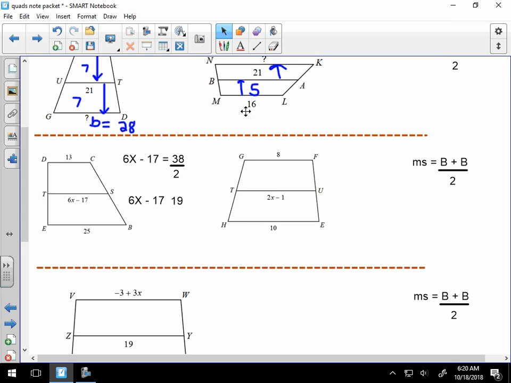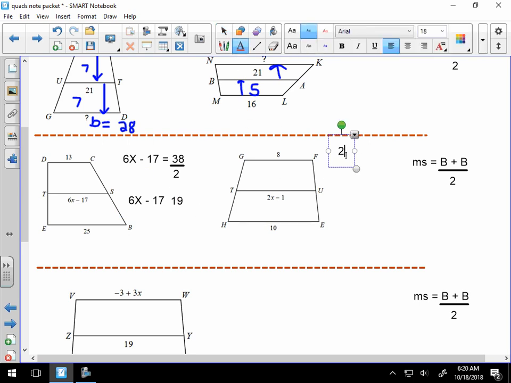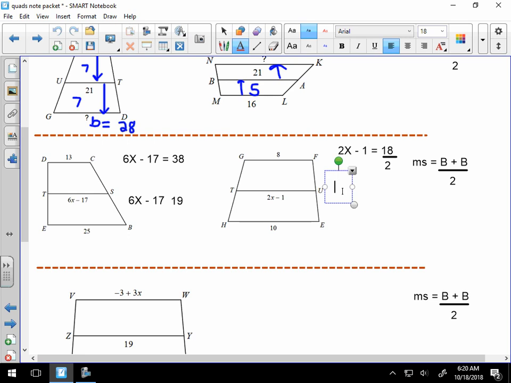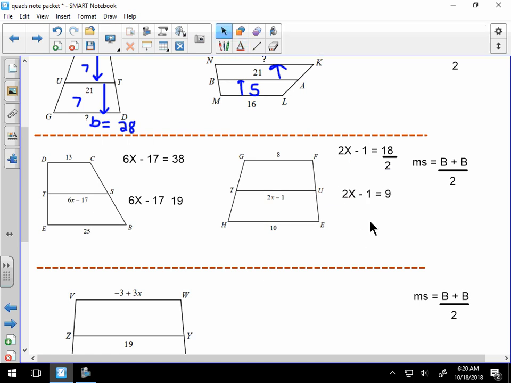Alright, here, same thing. I'm going to take that 2x minus 1 equals the sum of the two bases, and that's 10 and 8, so hopefully that's pretty easy. And then I put it over 2. I'm just going to grab this one and this one. So now it becomes 18 divided by 2 is going to be 9. Alright, so then you just add 1 divided by 2 and you get 5. So hopefully that's pretty easy. It's just add the two bases, cut in half, and then start solving.